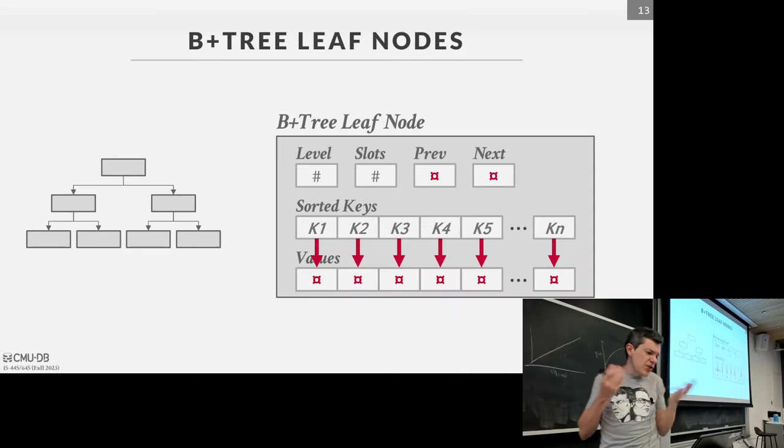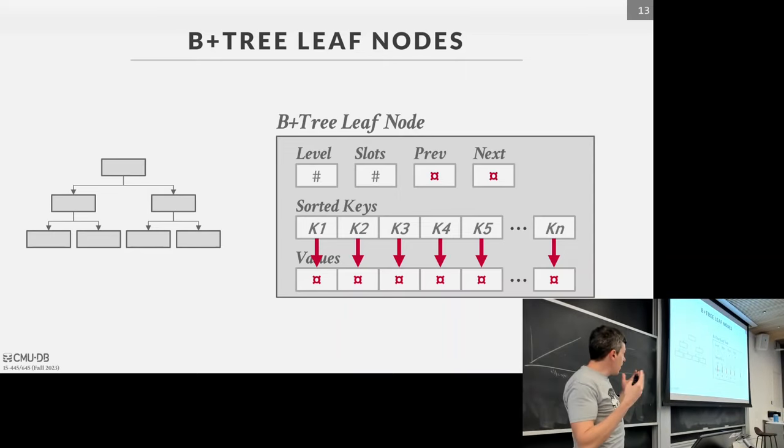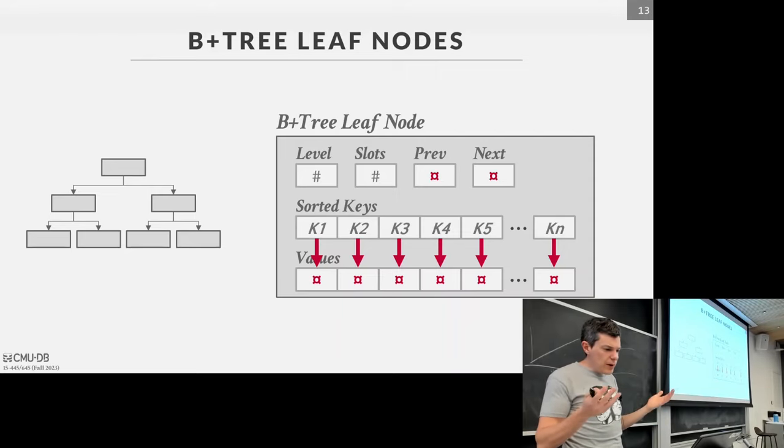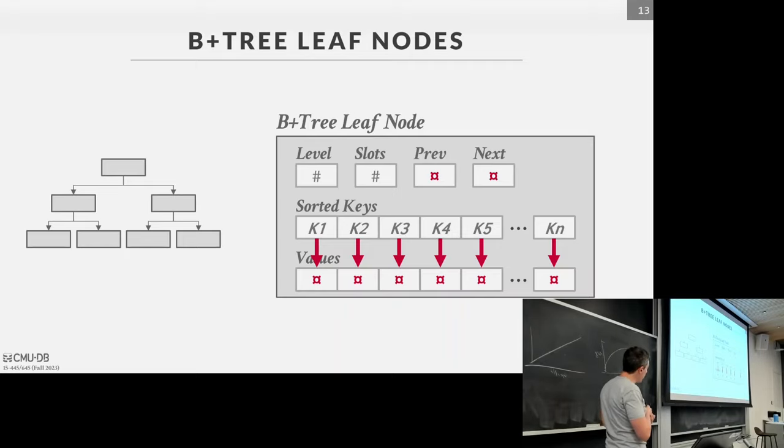So then there's additional metadata you can keep track of, like the number of slots I have left in my page, or what level I am looking at. That way, as you're traversing down, you can just look in the page and say, okay, where am I in the tree? It's also useful for recovery as well.